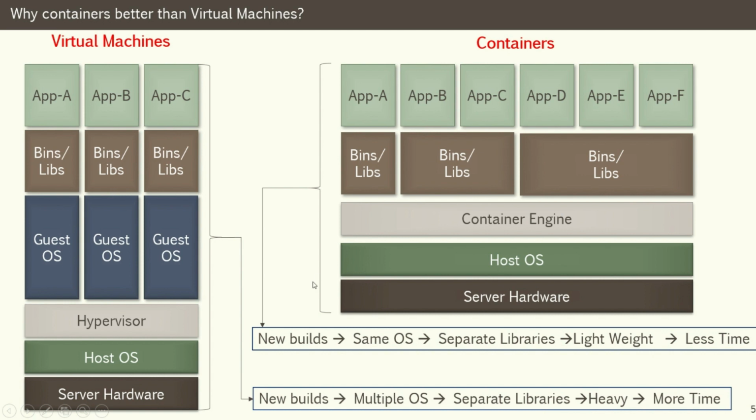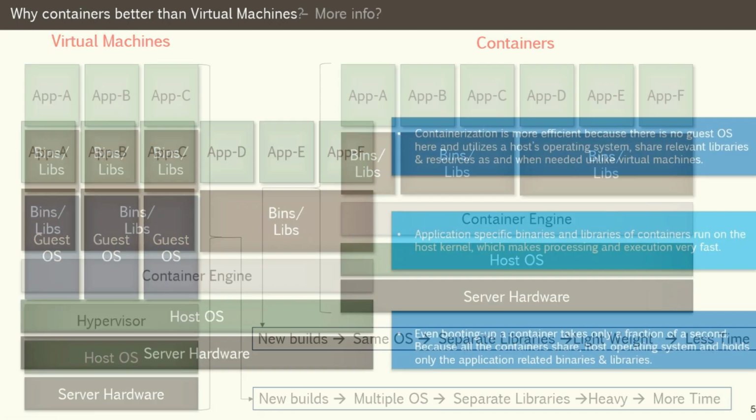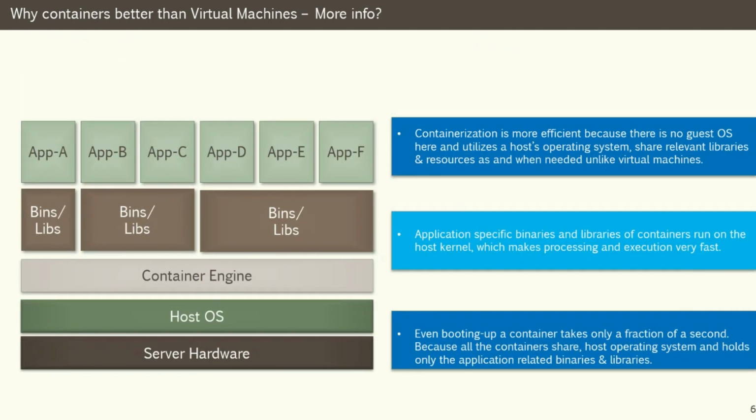If you take containers for a new build, you will be using the same OS as that of the host OS. You can have separate libraries. It is more lightweight in terms of the image and it will take very less time to build it. And this makes containers better than the virtual machines. Why are containers better than virtual machines?